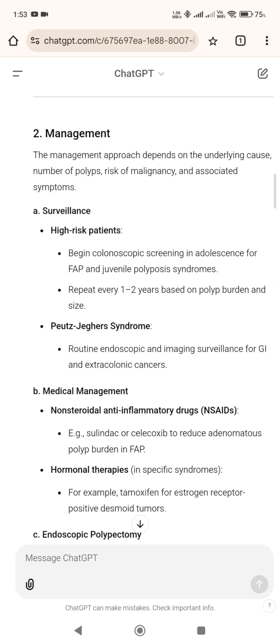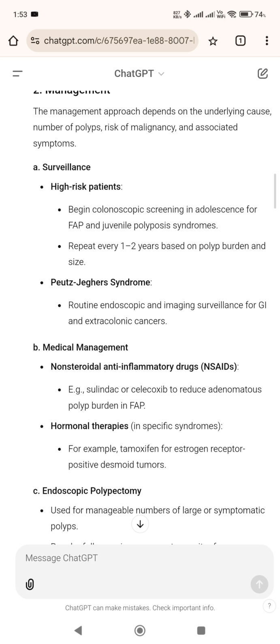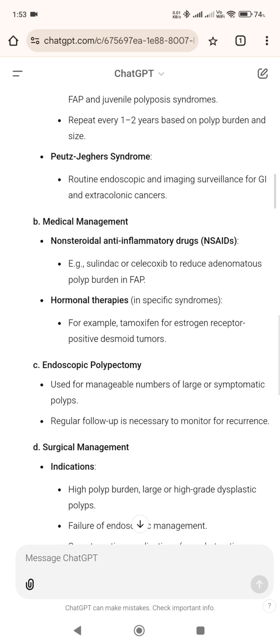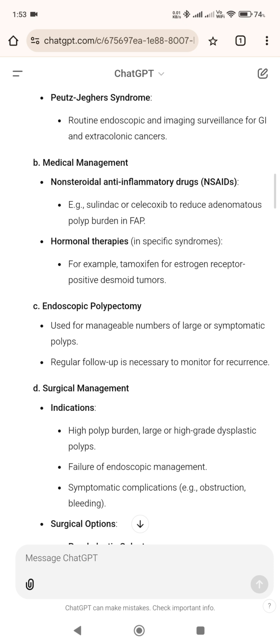2. Management. The management approach depends on the underlying cause, number of polyps, risk of malignancy, and associated symptoms. A. Surveillance. High-risk patients. Begin colonoscopic screening in adolescents for FAP and juvenile polyposis syndromes. Repeat every 1 to 2 years based on polyp burden and size. Peutz-Jeghers syndrome. Routine endoscopic and imaging surveillance for GI and extracolonic cancers.